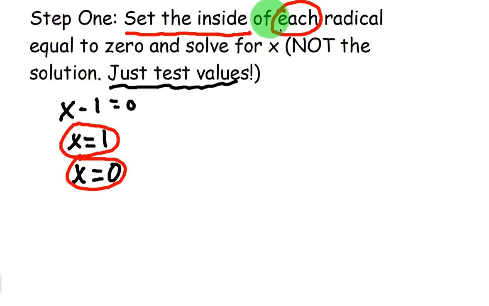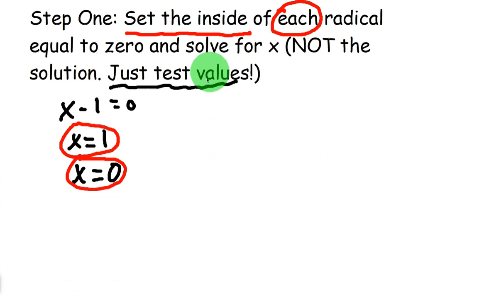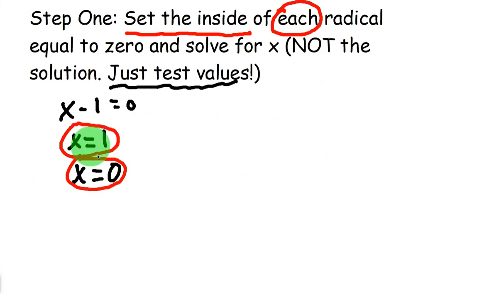We're going to set the inside of each radical equal to 0. So what does that mean? We're going to set x minus 1 equal to 0, and we're going to set x equal to 0. If x minus 1 equals 0, then x equals 1, and in the other one, x equals 0. So again, these are numbers we're just going to put on the number line for our test values.